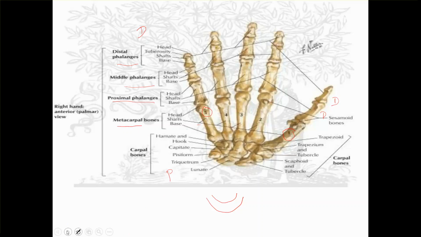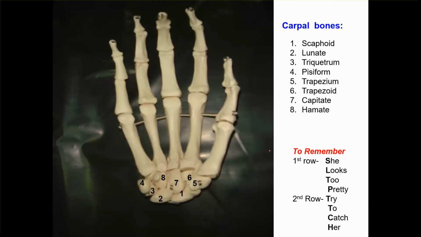Now let us learn the names of the carpal bones. Like I told you, there are 2 rows. For the proximal row, you can go from lateral to medial. There is a mnemonic to remember the proximal row: She looks too pretty, try to catch her. What is S? She, the S is for scaphoid. Number 1 is the scaphoid bone. Number 2 is lunate.